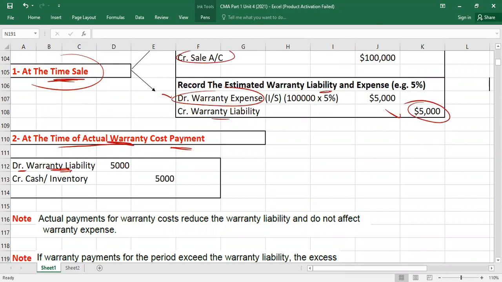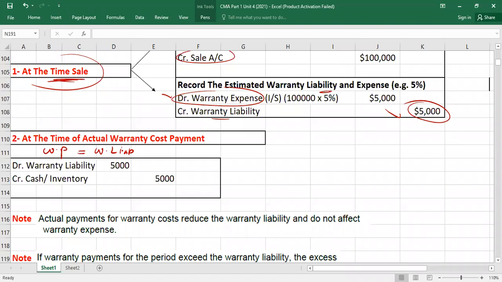So what entry will you pass once the customer comes? You will debit the warranty liability by 5,000 because you booked 5,000 initially. And you will credit what? Cash. If you're paying cash, maybe sometimes you're hiring people from outside to repair your product. You might pay cash to them, or you might replace the product. In that scenario, you will credit the inventory. Right or wrong? This entry you will pass. Scenario number one is clear. If your warranty payments are exactly equal to the warranty liability, this entry you will pass.